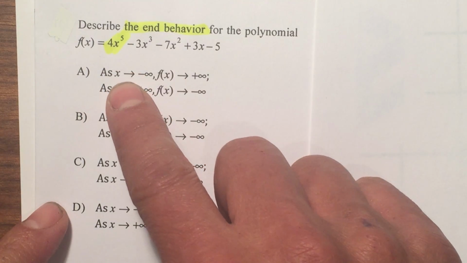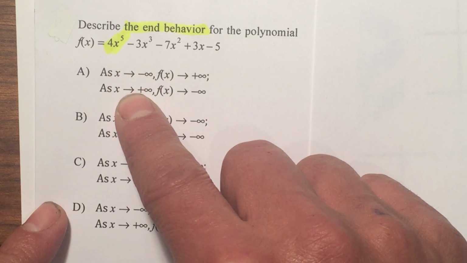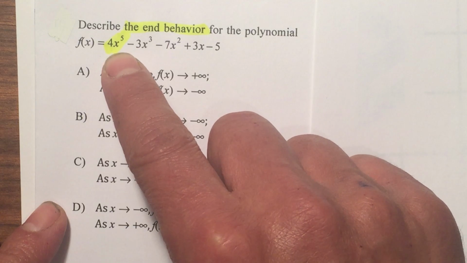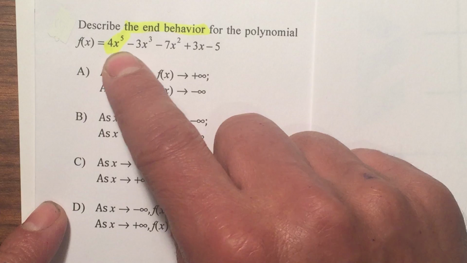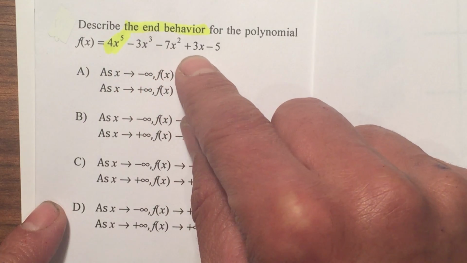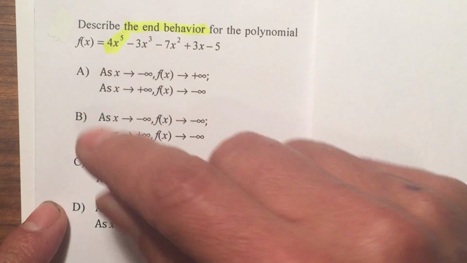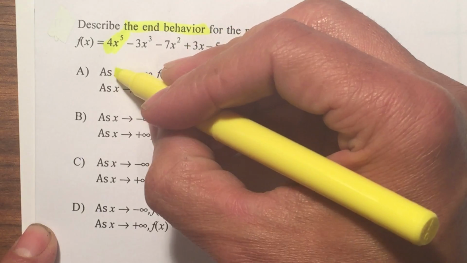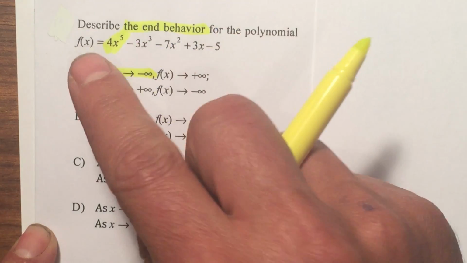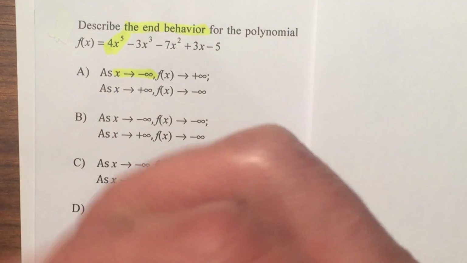Since we are plugging in values for x, as x approaches negative infinity or positive infinity, this number is going to be a huge positive number or a huge negative number, and this one's will be pennies compared to this value. So let's go and start with letter A. As x approaches negative infinity, what happens to this value? So let's go and plug in a huge negative number.